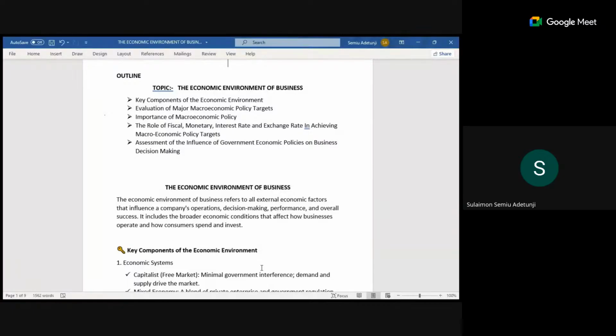Tonight, we'll be looking at the economic environment of business. This will be our outline for the class. We look at the key components of the economic environment. We look at the evaluation of the major macroeconomic policy targets, the importance of the macroeconomic policy, the role of the fiscal, monetary, interest rate, and exchange rate in achieving macroeconomic policy targets. Then we look at the assessment of the influence of government economic policy on business decision making.